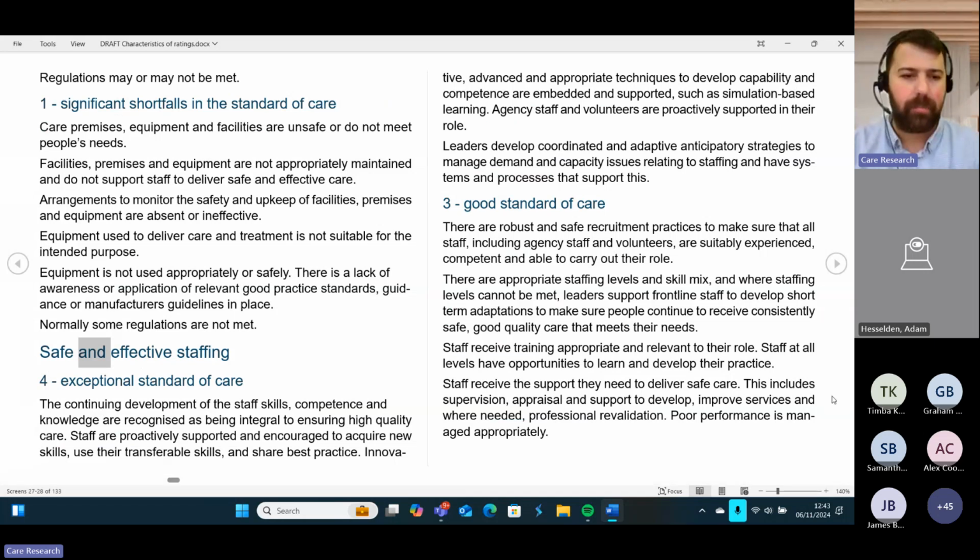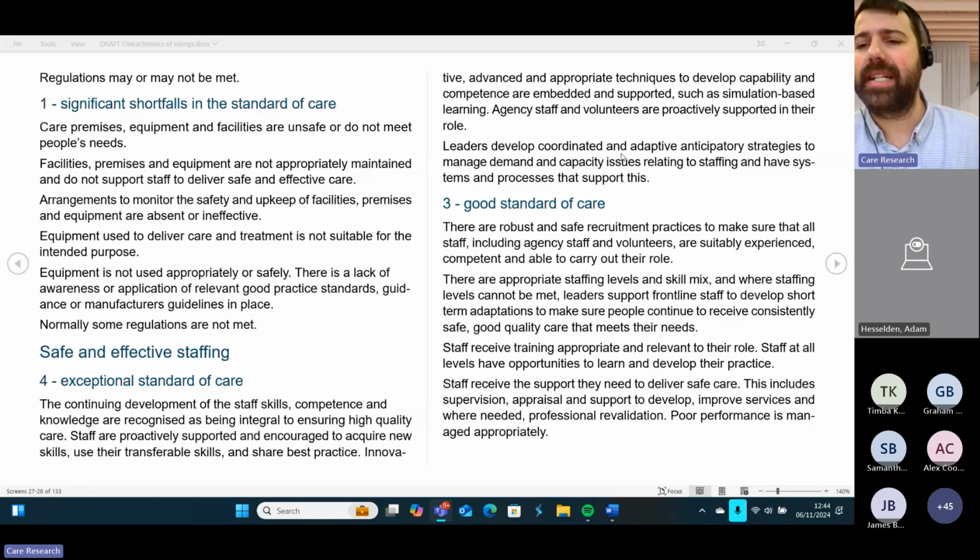And again, I won't read it all out, but give you an idea. Continued development of the staff skills, competence and knowledge are recognised as being integral to ensuring high quality care. Staff are proactively supported and encouraged to acquire new skills, use their transferable skills and share best practice. Innovative, advanced and appropriate techniques to develop capability and competence are embedded and supported, such as simulation-based learning. Agency staff and volunteers are proactively supporting their role.